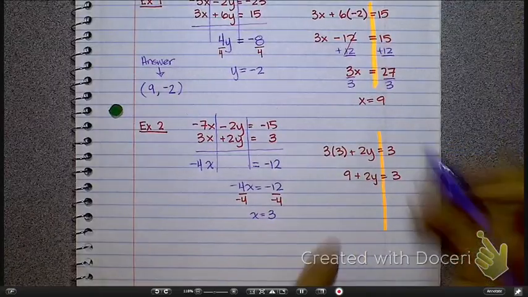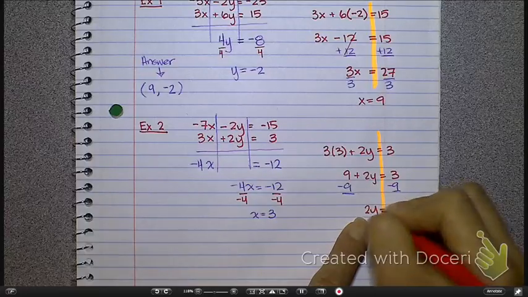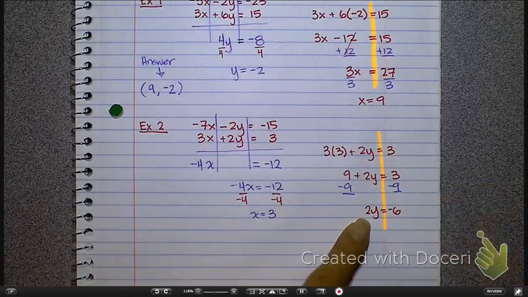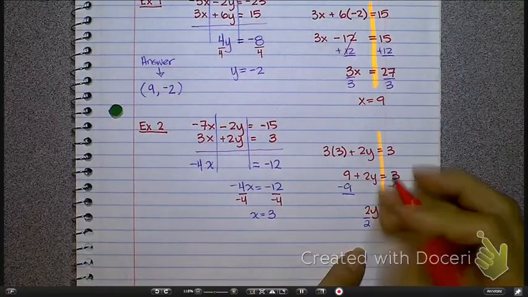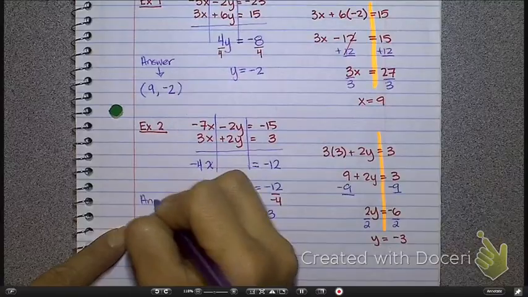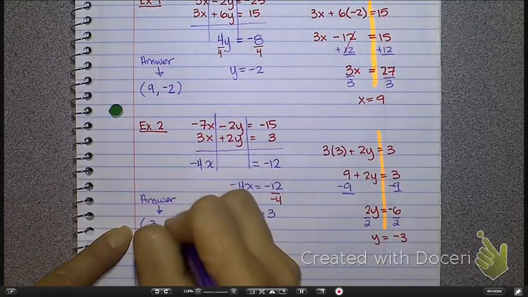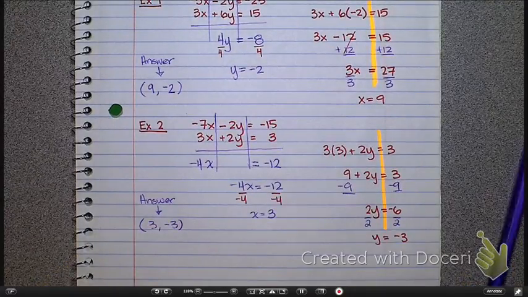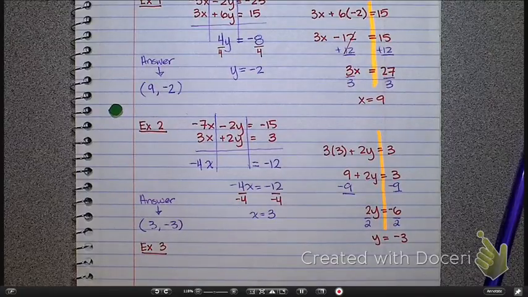Okay, so we'll subtract 9 from both sides. And this gives me a -6, right? And then last, divide by 2. So what do you get for your value of y? Negative 3. Okay, so now let's write our answer. Our answer is the ordered pair, x first, then y, (3, -3). All right? Does that make sense on that one, how we got that one? Okay.